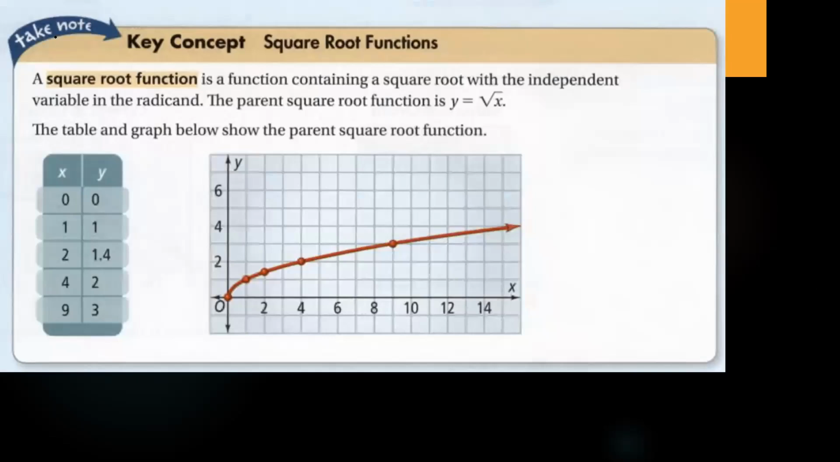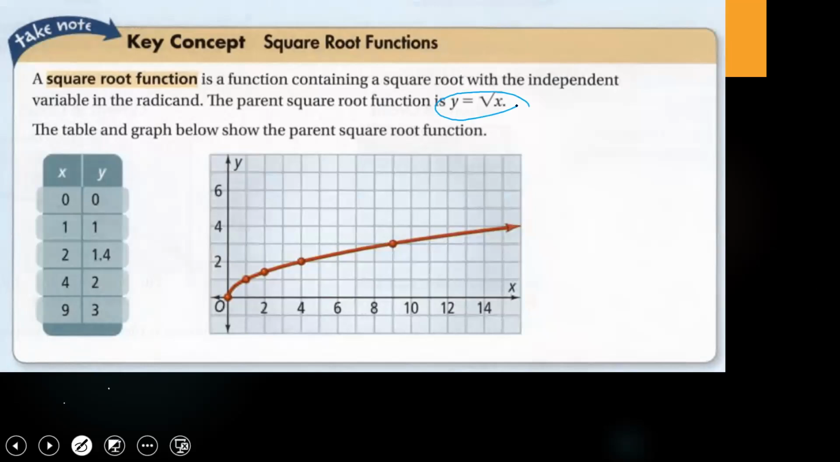This is now the square root function. The square root function is a type of function containing a square root with the independent variable in the radicand. Here we have y equals the square root of x. What does it mean? So, the parent function is y equals the square root of x.